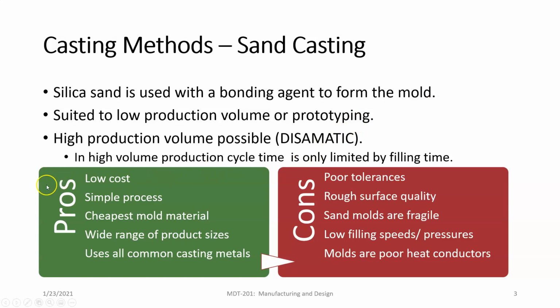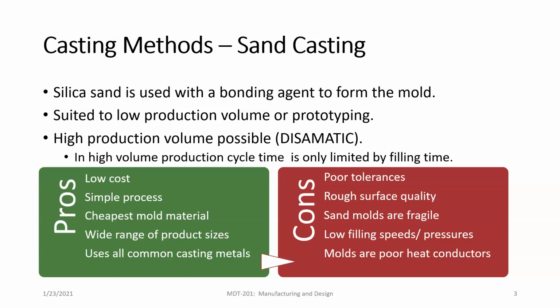The pros of sand casting: well, it's very low cost. Sand doesn't cost anything. You can get it pretty much anywhere. It's a very simple process, owing to the fact that it's one of the older processes known to man. You have very cheap mold material. Like I said, sand is pretty much everywhere you look. There's a wide range of product sizes, from small to large products. And it uses all common casting metals, so you can use it with just about any casting metal.